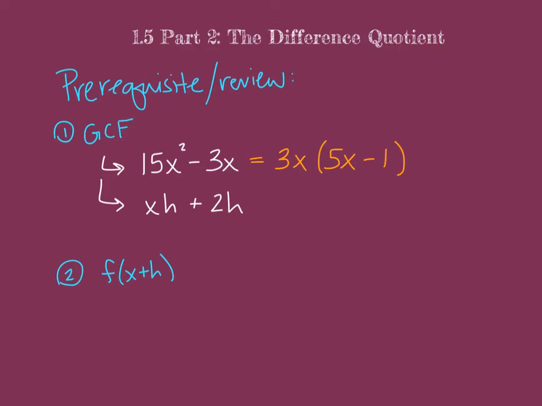That's the greatest thing that they have in common. So h is the GCF, and what remains in each term, we're reverse distributing. h times what will get us xh? That's x. And h times what will give us 2h, or plus 2h? That's a plus 2. I use h in this review because h is a part of the difference quotient, and it will be something that we'll be factoring out.